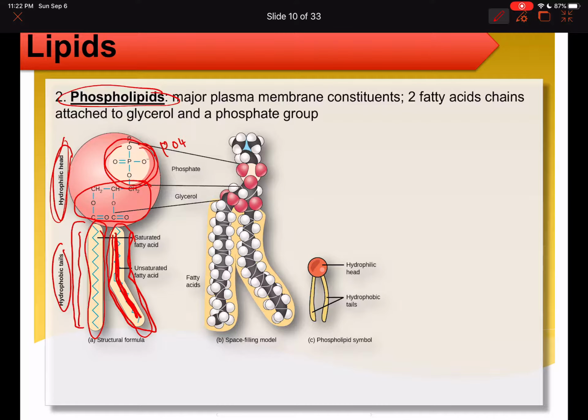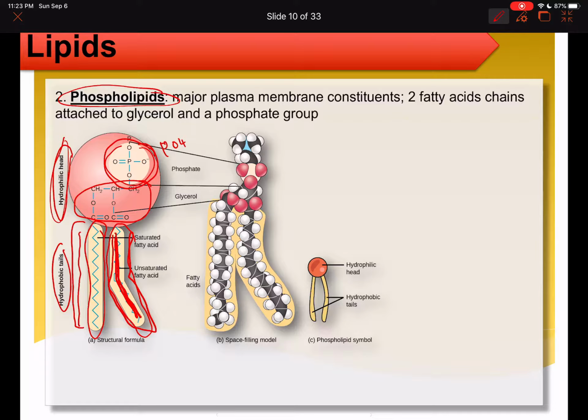Okay, so a phospholipid molecule is made up of a hydrophilic head that comprises your glycerol and the phosphate group, and the other part of the phospholipid is called a hydrophobic tail, which consists of one saturated fatty acid and one unsaturated fatty acid. Okay, you must know these different components of the different macromolecules.